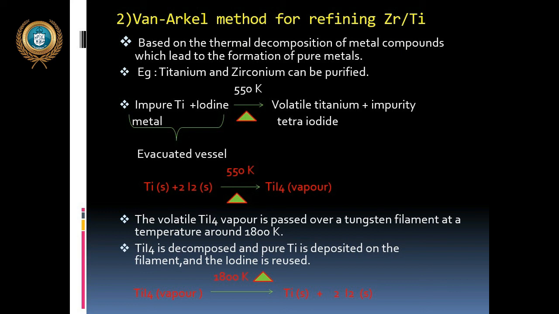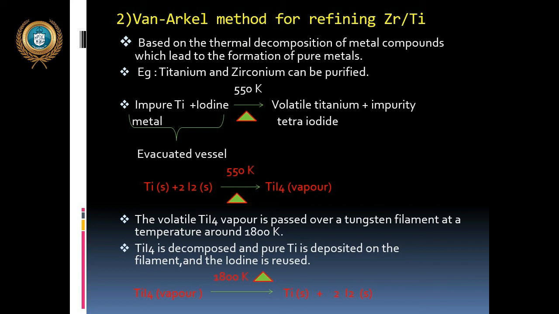Here the example we have taken is titanium and zirconium. Impure titanium metal is taken and treated with iodine. We are heating around 550 Kelvin temperature. Then we get the product as volatile titanium tetraiodide. Along with the volatile titanium tetraiodide, some impurity is left behind.